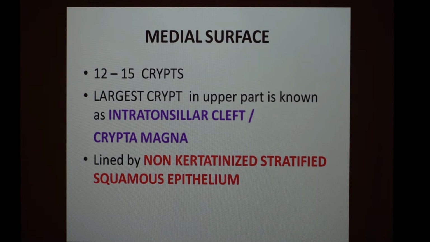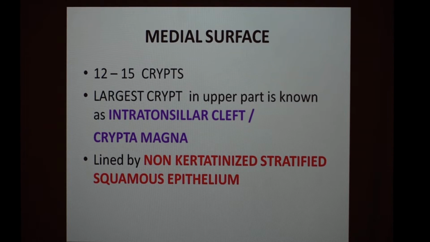A bit of details about the medial surface, which you might have learned also in the histology lecture: there are 12 to 15 crypts which are invaginating inside the tonsil, and out of them, in the upper part, there is one larger crypt. That larger crypt is called the intratonsillar cleft or crypta magna.